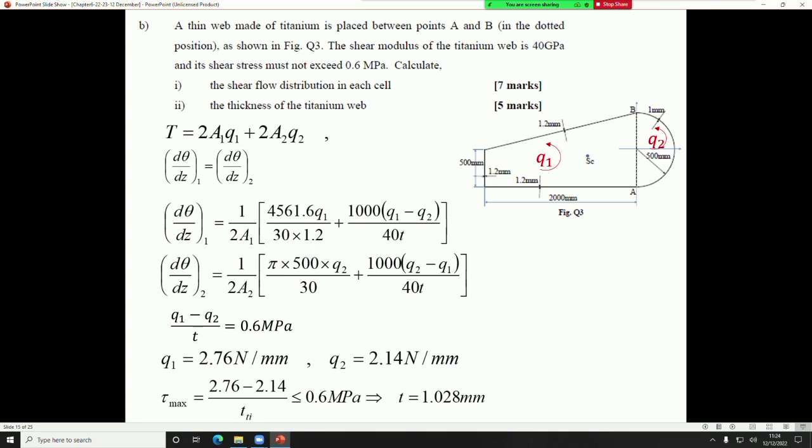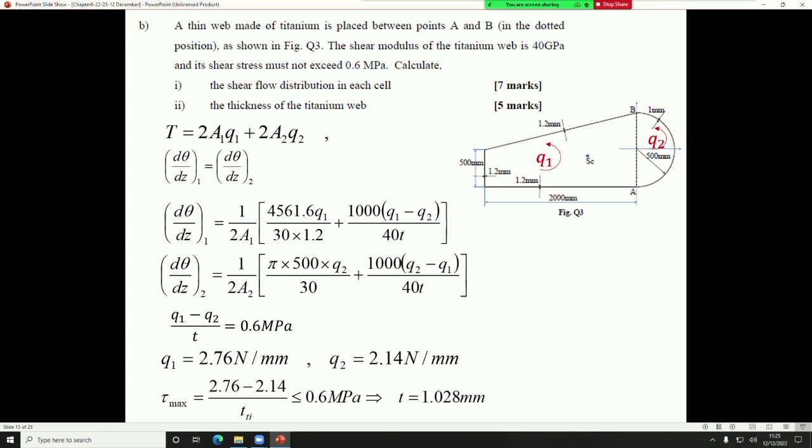But for multicell, if I was asked to find the maximum shear stress, I have to do it by inspection. I should go and inspect all the panels, the shear flow in them, and also the thickness, divided by the thickness in them. Any question in relation to this example? So this one was similar to the previous one, except the vertical web is made of a different material. Questions? Shall I move? Yes, please.